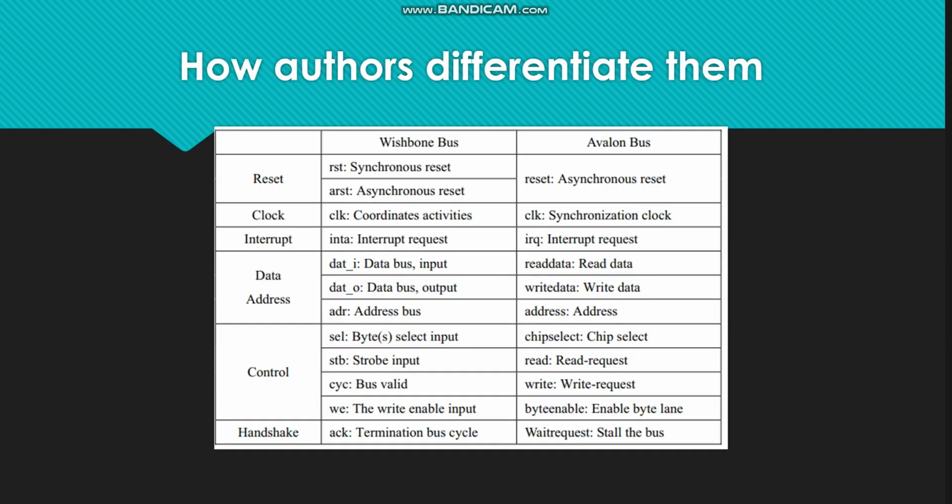How do the authors differentiate them? In the review, we see a table where we can simply understand the difference between those two interfaces. This comparison is made in respect of interconnection ways, signals, and operations. Since we need their connection rather than their differences, let's talk about how they are related to each other and how they work together.